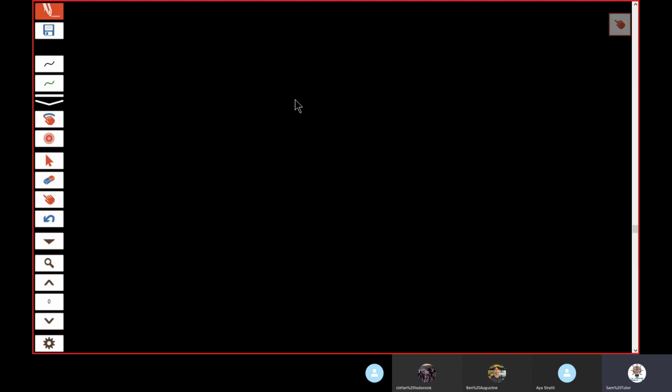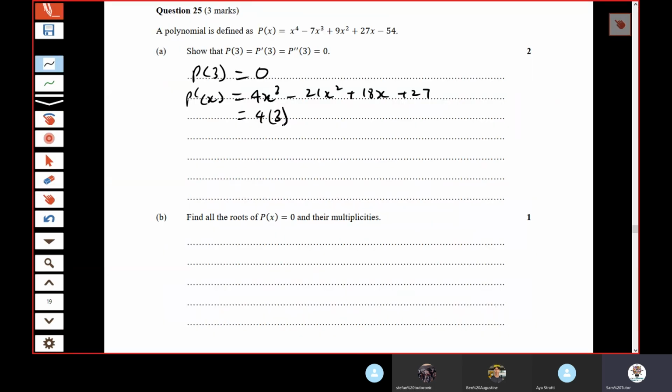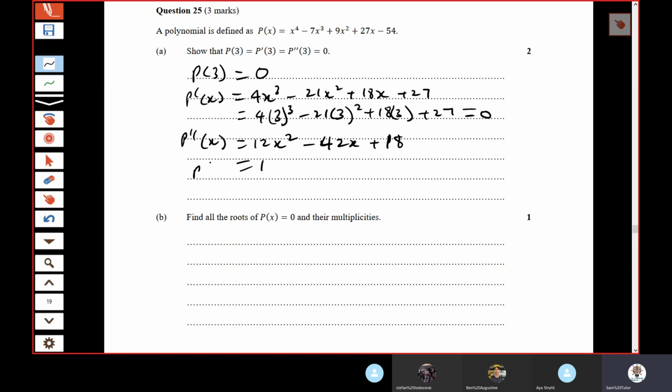Not subbing 0, subbing 3 is what I was meant to say. 3 cubed minus 21. And that should equal to 0. P double dash of x becomes 12x squared minus 42x plus 18. Subbing 3 into that as well. P double dash 3. And that should give you 0 as well.